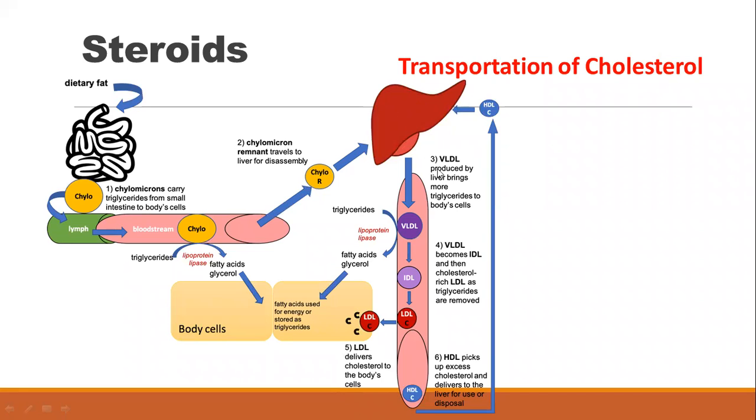once it is in the liver, the VLDL produced by the liver brings more triglycerides to the body cells. Okay, so what happens with the VLDL? It converts triglycerides into fatty acids and glycerols using the lipoprotein lipase. There's a lipase. It's an enzyme, and it will be converted into fatty acids, glycerol. And so the fatty acids are used for energy or stored as triglycerides. Kanang mo ng fats no, in your fatty cells.